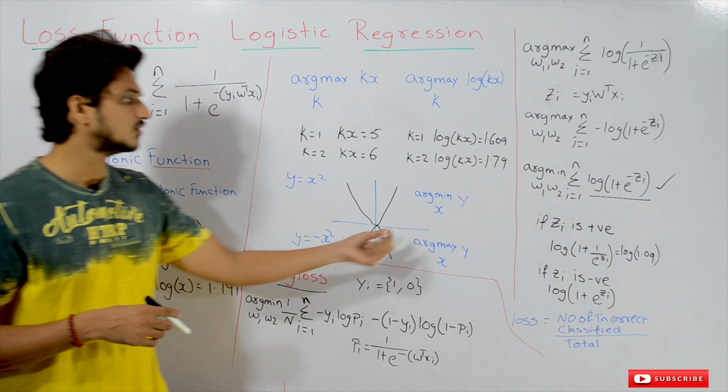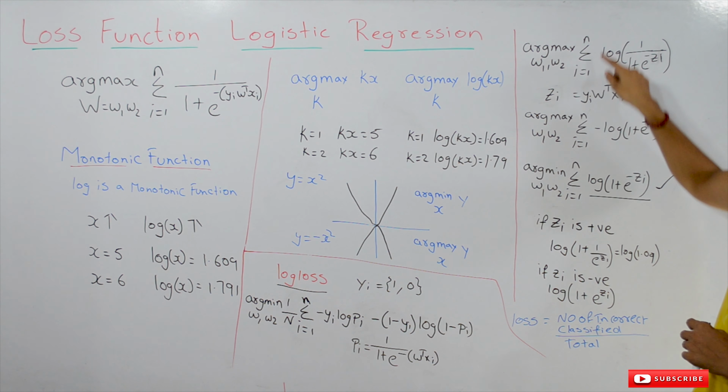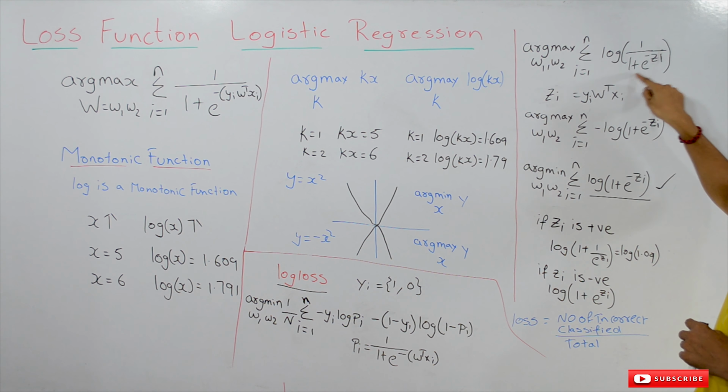Now coming to our simplification, this is our optimization problem. Instead of this optimization problem, we will apply log to it and we will solve it. So argmax over w1 and w2 of sigma i is equal to 1 to n of log of 1 by 1 plus e power minus zi. Zi means yi w transpose xi. Instead of writing it like this, we have written zi.